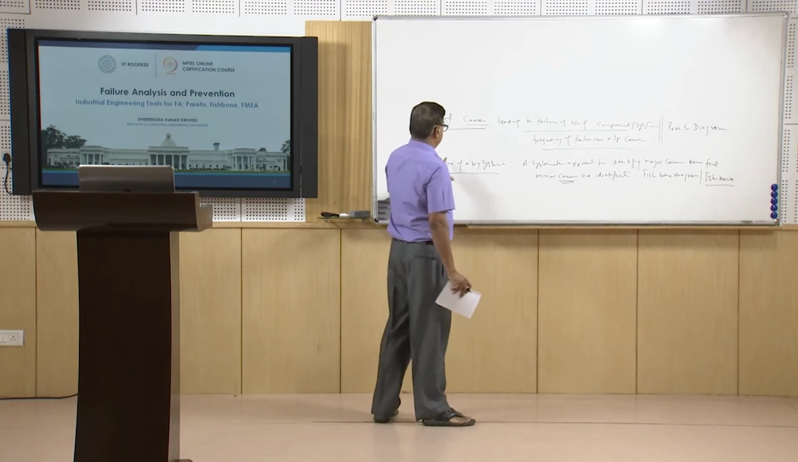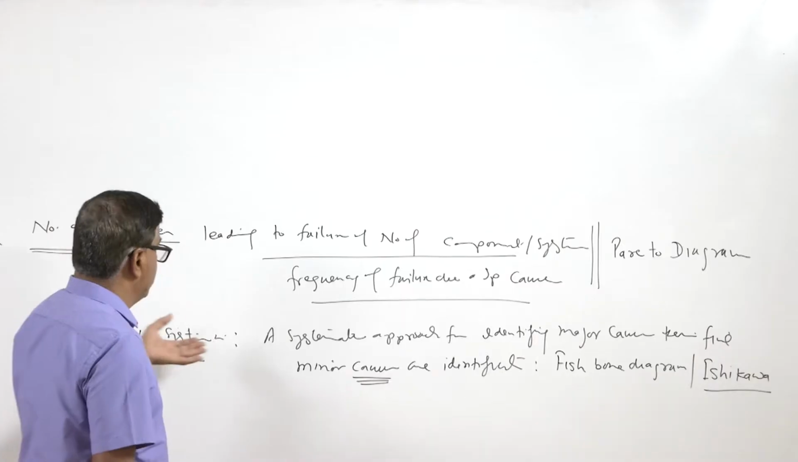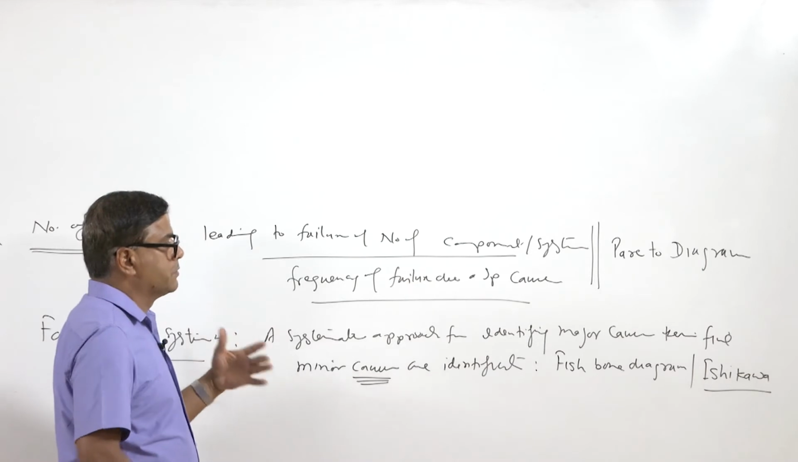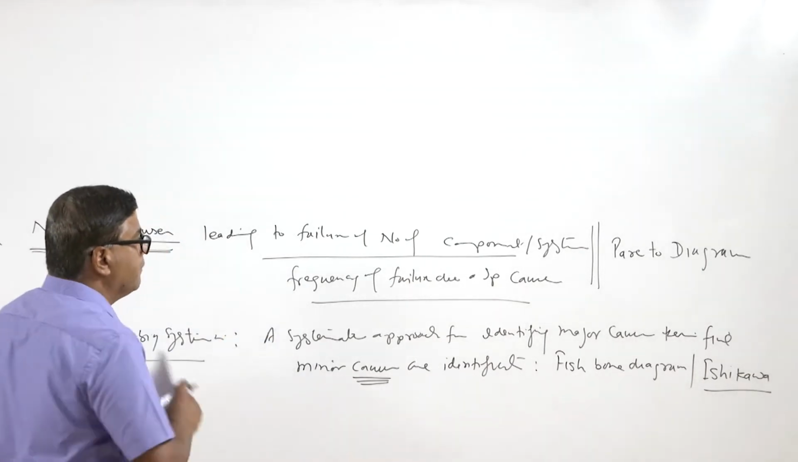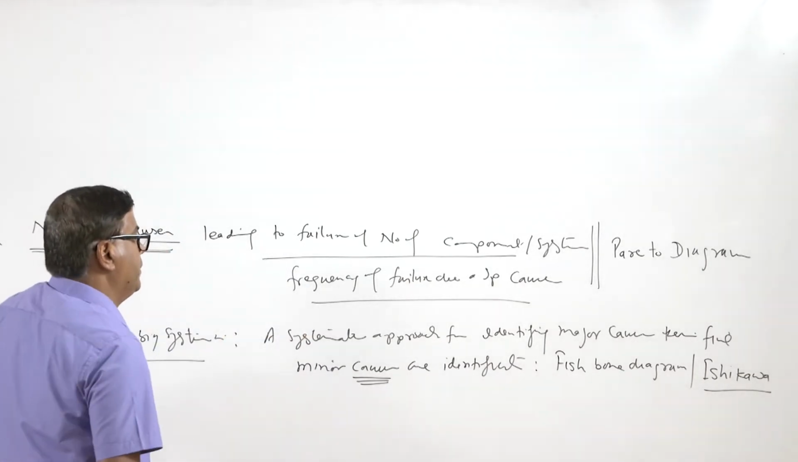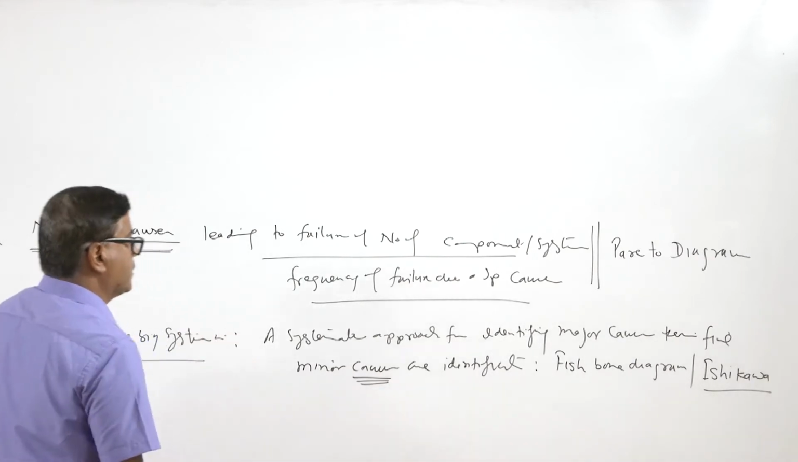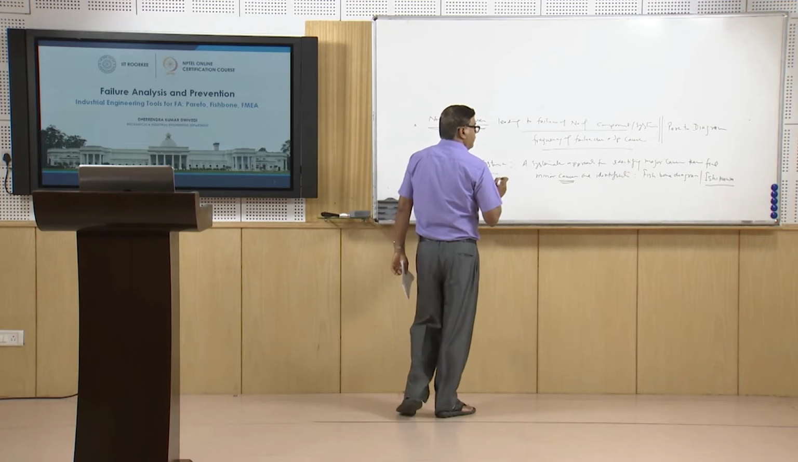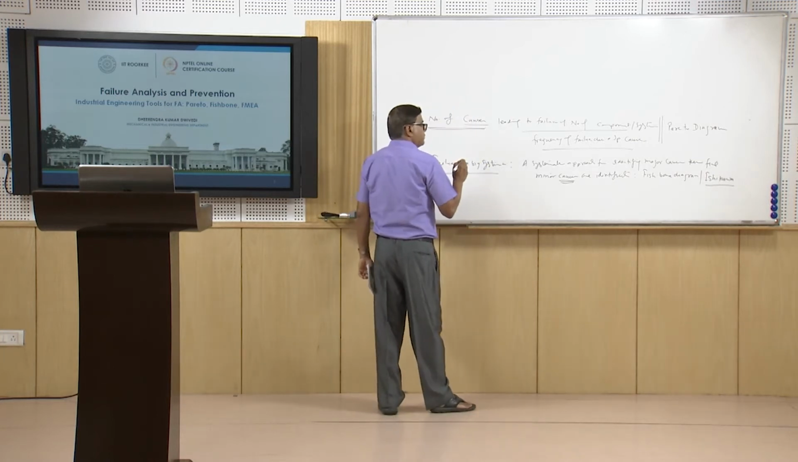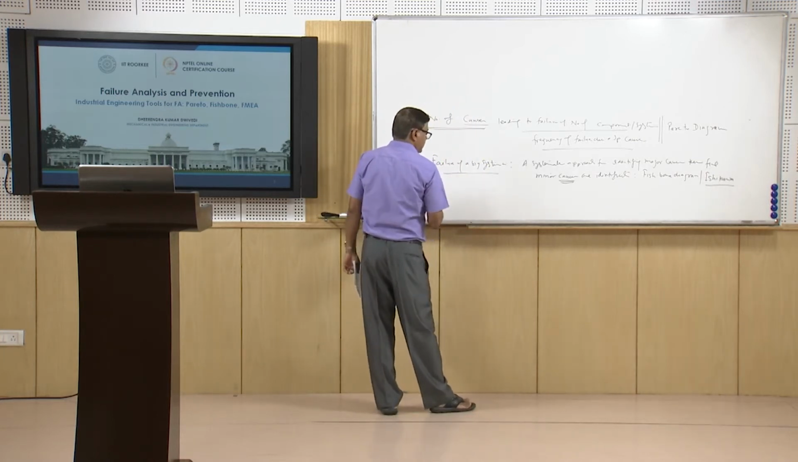So, this is especially good for the big systems where the number of major causes and the minor causes are present. So, it uses the fishbone diagram. So, this is the use of fishbone diagram or the Ishikawa diagram.